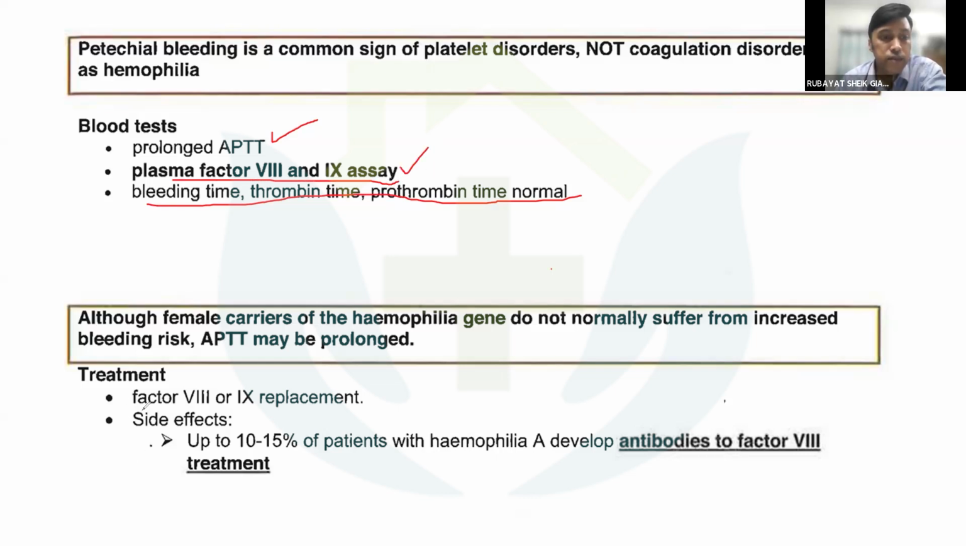You treat hemophilia with factor 8 or 9 replacement. That is the definitive treatment. Okay. So look for a young patient presenting with bleeding in the joints or muscles with a prolonged APTT, which will point to a diagnosis of hemophilia.